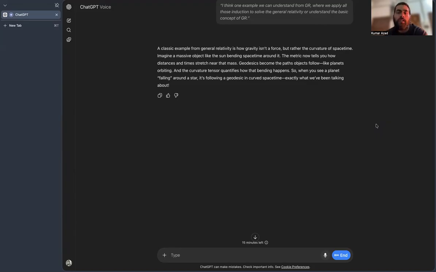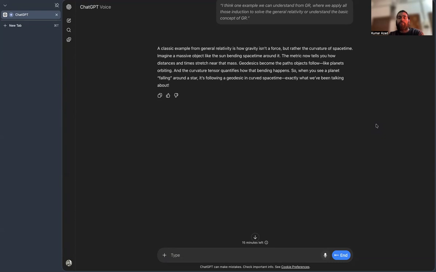So basically, we understand how gravity isn't a force but rather the curvature of space-time. So we define a massive object like the Sun bending the space-time around it. So here are the metric and the geodesic. The metric tells us the distance and the time stretch near the mass, and the geodesic becomes a path an object follows, like orbiting. And the curvature tensor quantifies how the bending happens.